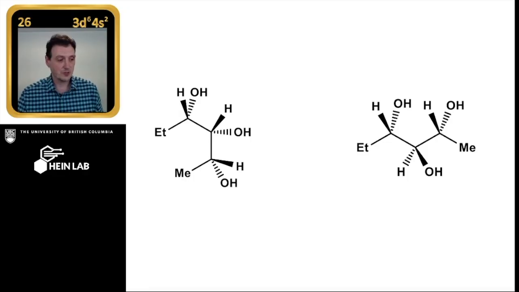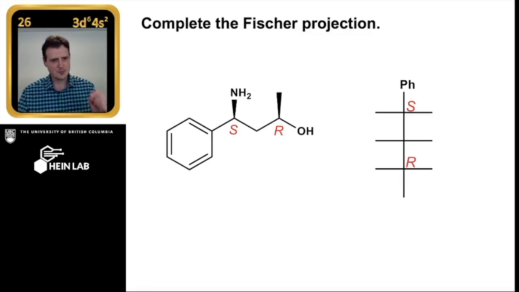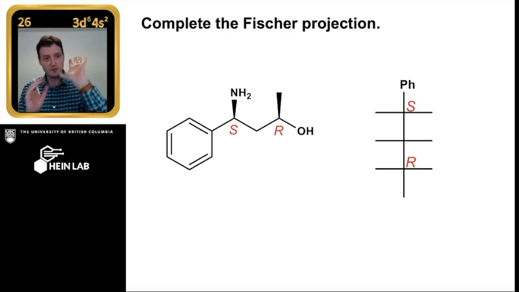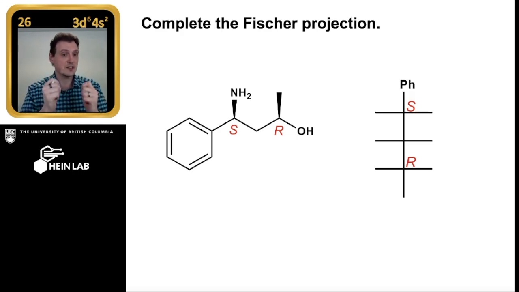One thing though that really helps you with this is the presentation of R and S, right? If we are going through and we're drawing from a Fischer structure to a line bond and back and forth, you can always check: is the structure R, and is it still R when you redraw it? Changing perspective does not change configuration.